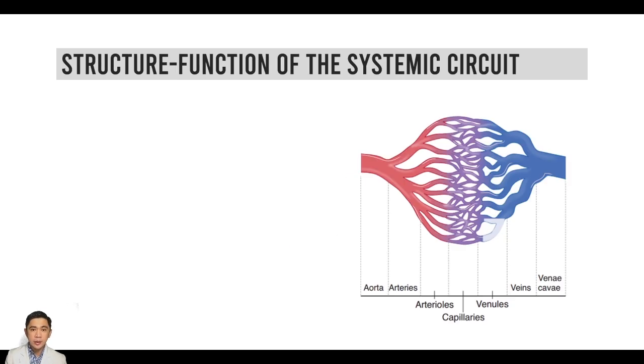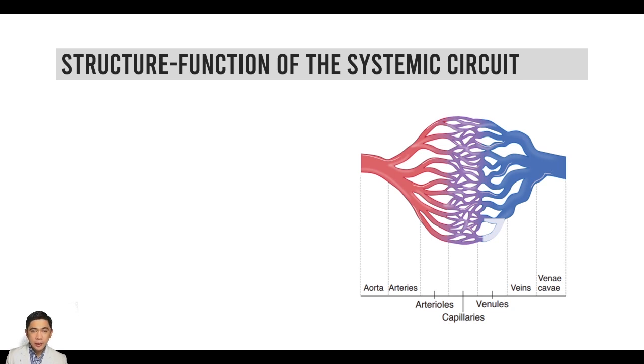Structure and function of the systemic circuit. The systemic circuit has organization. If you can see in this diagram, the systemic circuit starts with the aorta, then branches out into arteries and into arterioles and into the capillaries, where there will be exchange with the tissues, and blood will exit through venules, then bigger veins, then going back to the vena cava.